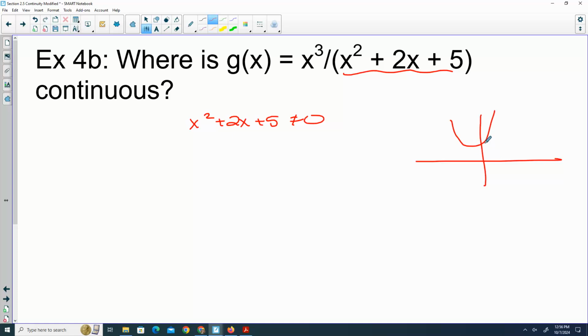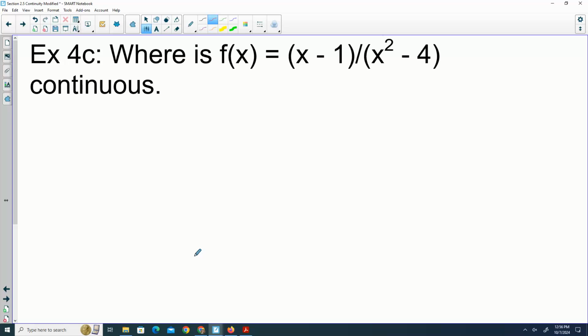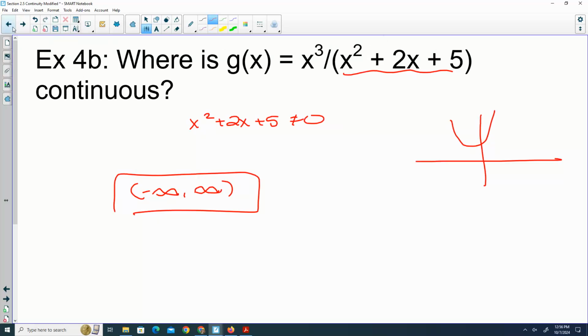No. If you did the quadratic formula, you would have gotten an imaginary number. So if the denominator is not 0, where is this continuous? Everywhere. So it's okay to have a fraction; sometimes if the denominator can't be 0, it's still continuous. So it's just continuous everywhere because it doesn't hit 0 at all? Exactly.